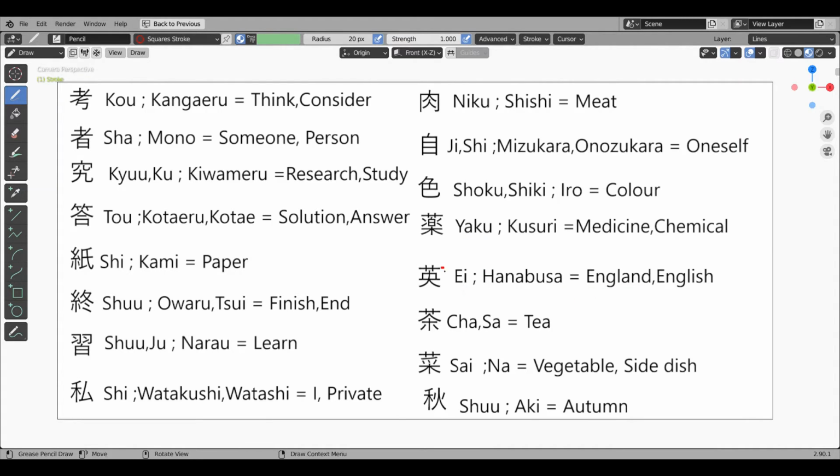Ei, England kanji. This too is very simple. It has blossoming radical on top and at the bottom we have the middle kanji radical. So together they mean what is blossoming in the middle, that is England, which is in the center between west and east. Kunyomi is hanabusa. Most common word example is eigo, which means the English language.